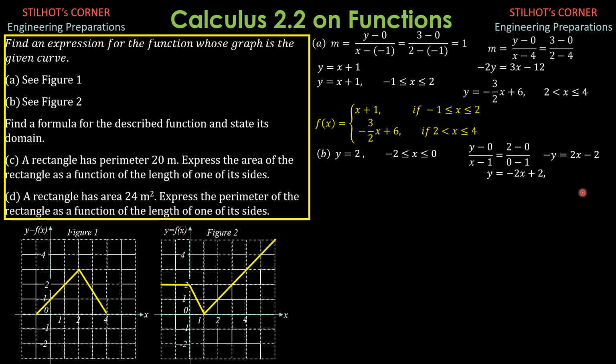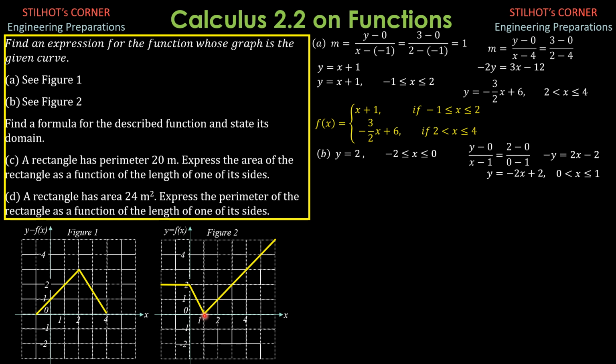And the domain is 0 less than x and x is less than or equal to 1. Again, the reason why 0 is not included is that it is already on the leftmost function, y equals 2. So 1 is included here, so for the next line, 1 is not included.